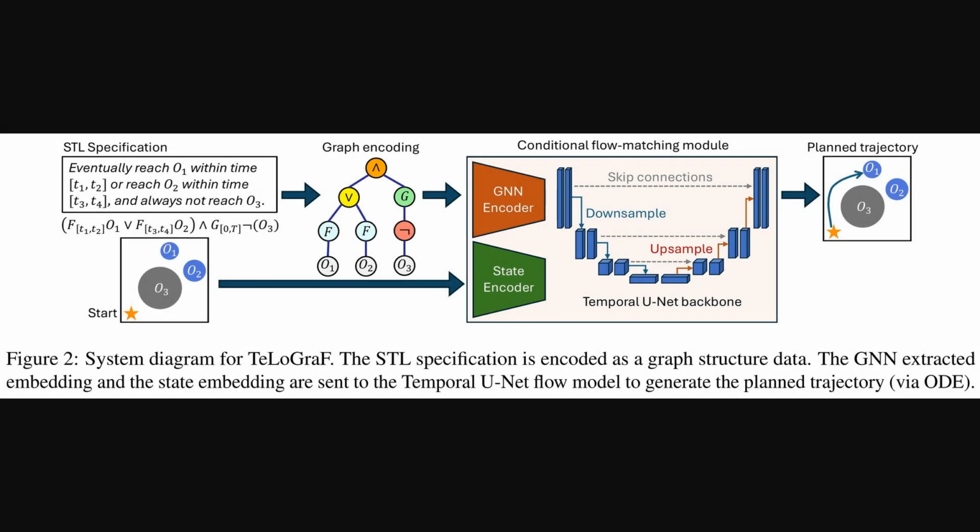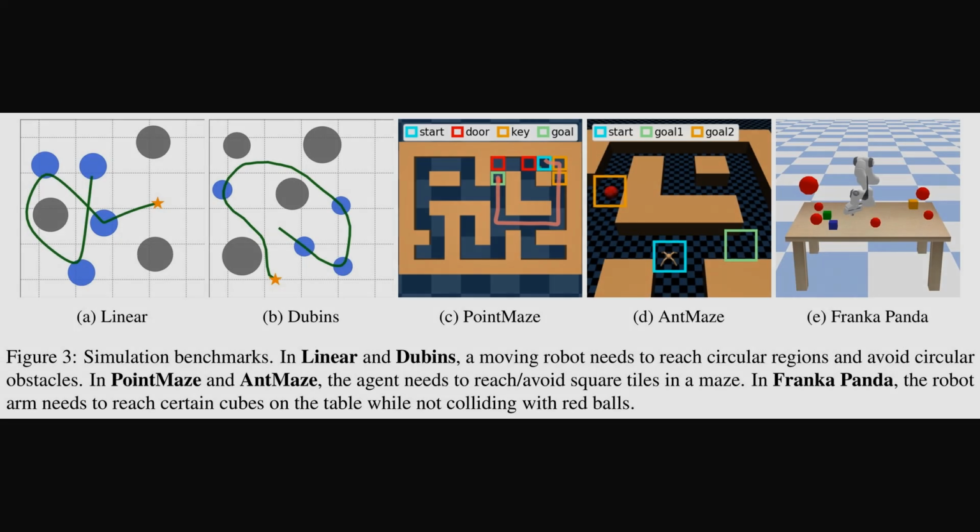Okay, so after understanding those signal temporal logic templates, this next diagram, figure 2, shows the whole TeLoGraF system. It starts with a complex signal temporal logic instruction, like eventually reach one goal or another while always avoiding an obstacle. This instruction is converted into a graph structure. The graph neural network encoder then processes this graph, creating an embedding, which is essentially a compact numerical summary of the instruction. This embedding, along with the encoded initial state, is fed into a conditional flow matching module. This module, which uses a network architecture called a temporal U-Net backbone, good for handling sequential data, then generates the final planned trajectory.